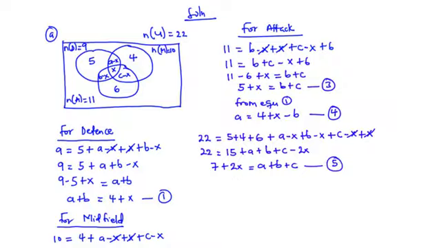Now from equation 3, B plus C is equal to 5 plus X. So let's put equation 3 into equation 5.